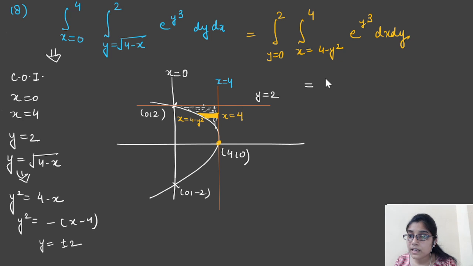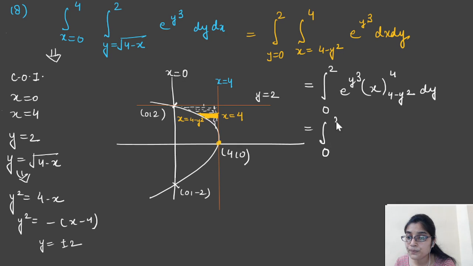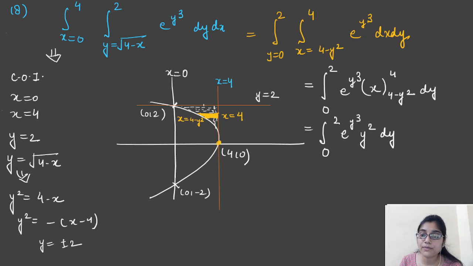We'll integrate initially with respect to which variable? With respect to x, treating y as a constant. So this is your 4 minus y square and this is your 4. Then this is dy. What you are getting? 0 to 2 e raised to the power y cube. Now once you apply your limit, 4 minus 4 minus y square, the 4 will get cancelled out and you will get y square. So now we have to solve it. This is 0 to 2, then y square e raised to the power y cube dy.